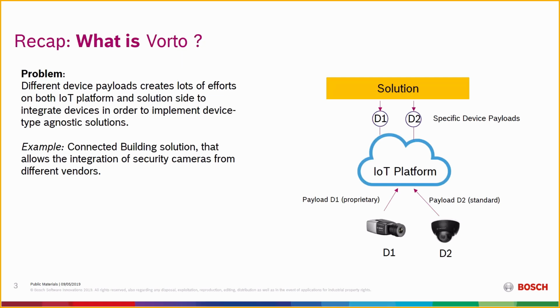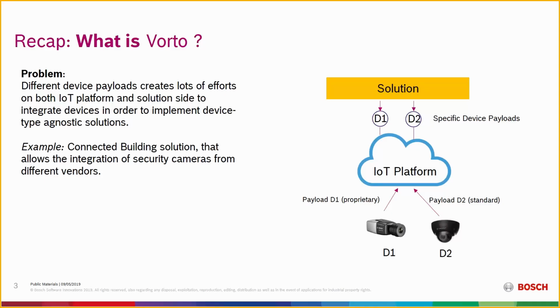So the problem is that you have these different device payloads and need to integrate them to create solutions. Here in this example, for a connected building solution, there are different cameras, Bosch ones or ones from other vendors, having different payloads. From the solution perspective, you end up with different device-specific payloads and APIs that the solution needs to handle. The more cameras are integrated, the more device payloads the solution ends up handling.